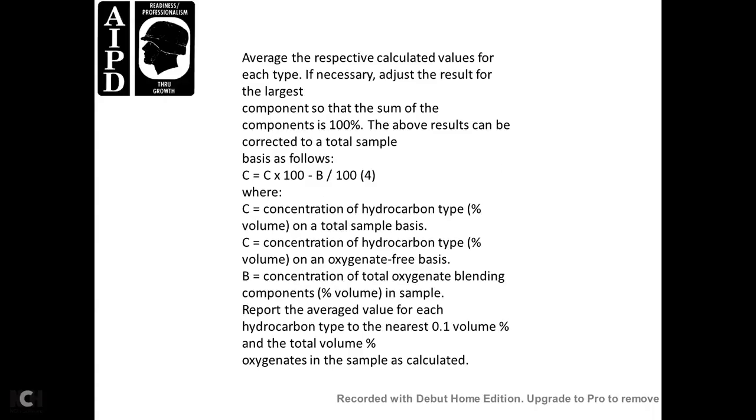Average the respective calculated values for each type. If necessary, adjust the results for the largest component so that the sum of the components is 100%. Then correct the results to the total sample basis as follows. C, the concentration of hydrocarbon type on total sample, equals the concentration of hydrocarbon type in percentage of volume on the total sample, times 100 minus the concentration of total oxygenate components in volume percentage. Report the average for each hydrocarbon type to the nearest 1/10 of a volume percent, and the total volume percent oxygenates in the sample as calculated, divided by 100.